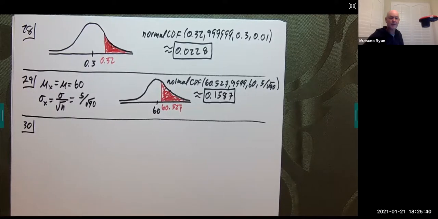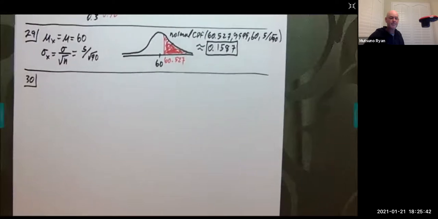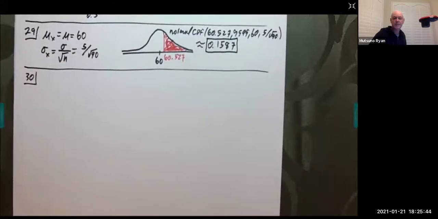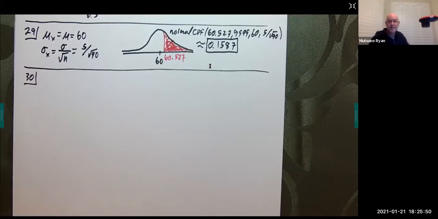And let's scooch this up a little bit. All right. The weights of number 30. The weights of fish in a certain lake are normally distributed with a mean of 20 pounds and standard deviation of 9 pounds. If 9 fish are randomly selected, what is the probability that the mean weight will be between 17.6 and 23.6? Okay, so once again, we have a sample of 9 fish.